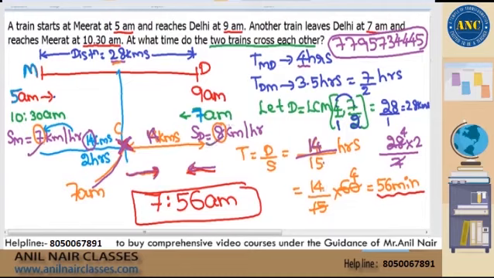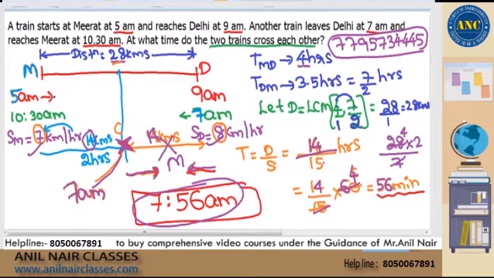14 by 15 hours. Convert it to minutes. 14 by 15 into 60 minutes. 15 into 1, 15 into 4. 14 into 4 is 56 minutes. From 7 o'clock, they will travel for 56 more minutes, and then at some point they will meet, Ravi Kumar. From 7 o'clock, if they travel for 56 minutes, the answer is 7:56 a.m. I hope it is clear. The answer is 7:56 a.m.